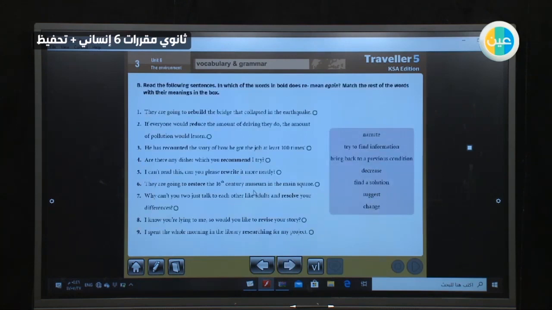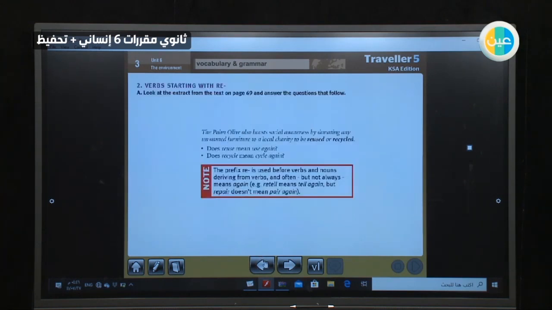Okay. Here he wants you to get this information: sometimes we use "re" to mean again and again, but sometimes it doesn't mean "re." It is not a prefix. It's a part of the word. Like, let's say, there is an example here: reused or recycled. Here it means you will use it again.